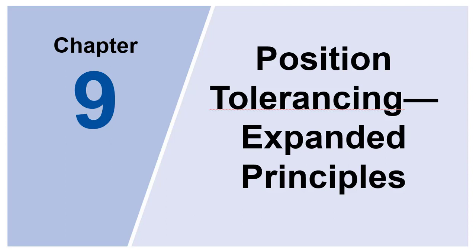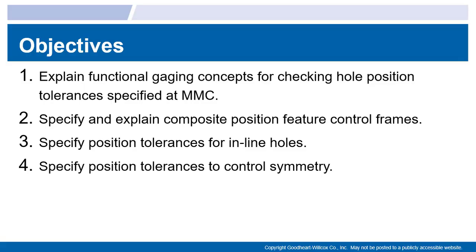Hi, in this chapter, Chapter 9, we're going to be discussing position tolerancing, some expanded principles. Let's start with our objectives. Number 1, to explain functional gauging concepts for checking hole position tolerances that are specified at MMC.